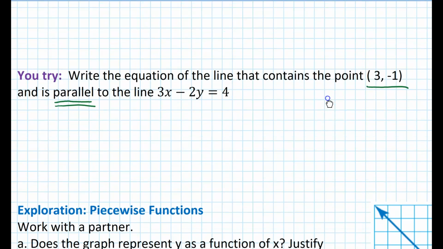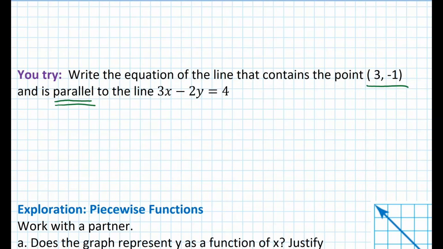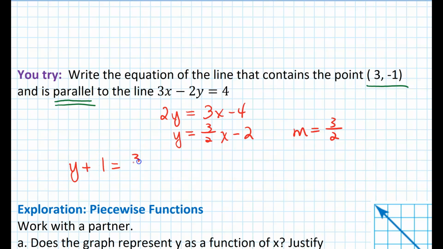All right. So what did we find for the slope of this one? Did you get 3 halves? Okay. So when you solve this one, we should end up with 2y is equal to 3x minus 4. When we divide by the 2, we get y equals 3/2 x minus 2. And so yes, the slope is 3 halves. Parallel lines have the same slope. So again, we can leave this as y plus 1 is equal to 3/2 (x minus 3).